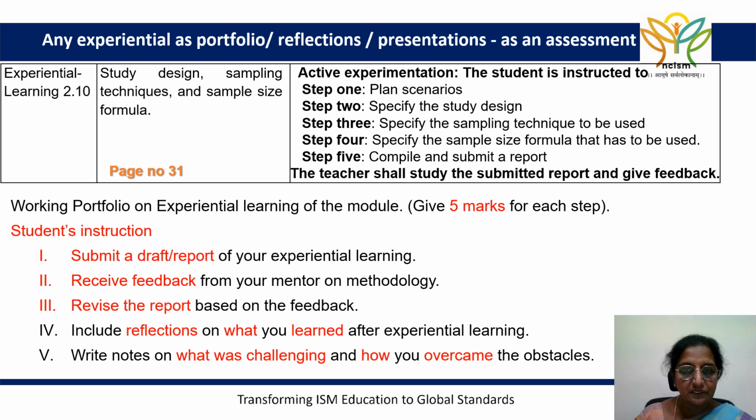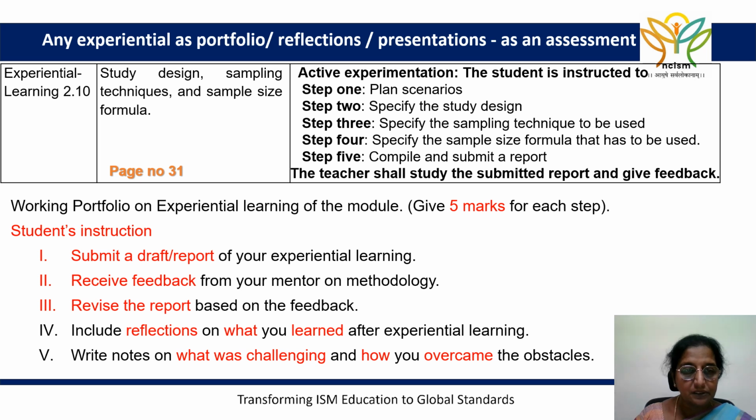Step 3, specify the sampling techniques to be used. Step 4, specify the sample size formula that has to be used. Step 5, compile and submit a report. The teacher shall summarize the submitted report and give the feedback. Here, for the working portfolio on experiential learning of the module, give 5 marks for each step.